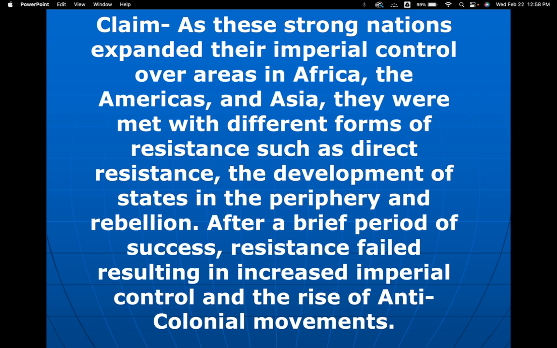So when we look at it as a claim, as these strong nations expanded their imperial control over areas in Africa, the Americas, and Asia, they were met with different forms of resistance, such as direct resistance, the development of states in the periphery, and rebellion. Now, after a brief period of success, all of these resistance movements are going to fail, and they result in much, much larger and more direct imperialism. So again, our central question asks how and why. Let's go back into the why.